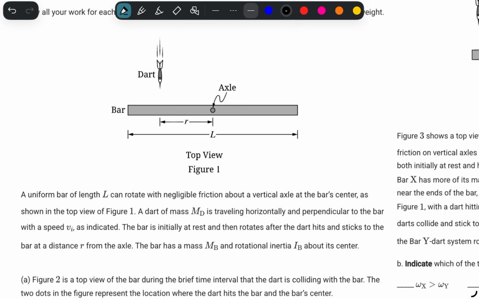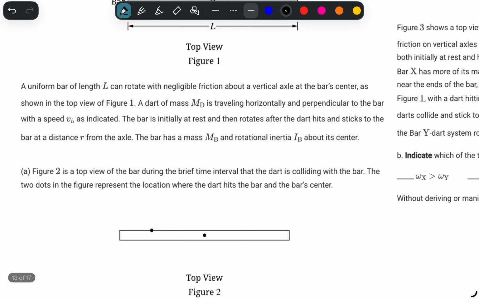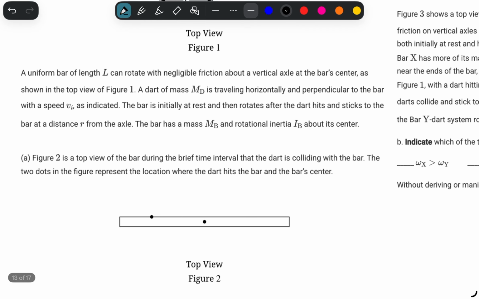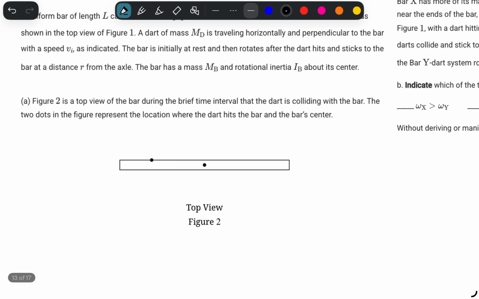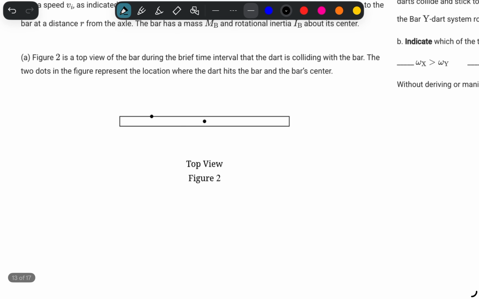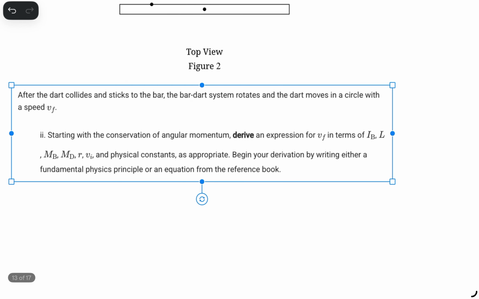The bar is initially at rest and then rotates after the dart hits and sticks to the bar at a distance r from the axle. The bar has a mass mb and rotational inertia Ib about its center. Figure 2 is a top view of the bar during the brief time interval that the dart is colliding with the bar. The two dots in the figure represent the locations where the dart hits the bar, and the bar's center of mass. So we are asked to create a free body diagram.